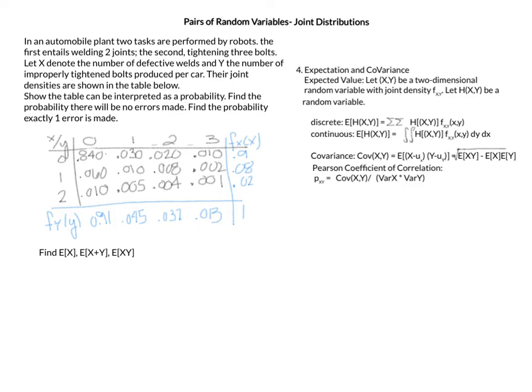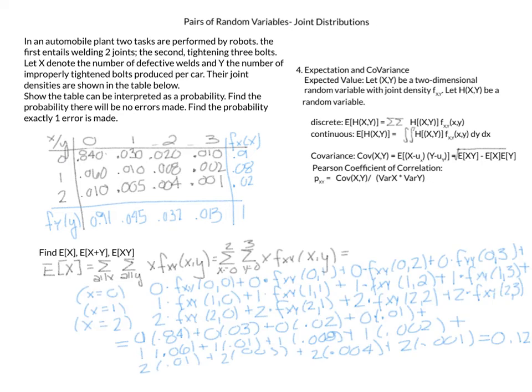So for our example, we're going to go back to the robots that are welding joints and tightening bolts. For the expected value of x, I'm going to look at all values of x and y. My function here is just x, times my probability. All x is from 0 to 2, all y is 0 to 3, and the expected value is the function, that's just x, times f of x, y. I'm going to start with x equals 0 as the outer loop and then vary y from 0 to 3: 0 times f of 0, 0, 0 times f of 0, 1, 0 times f of 0, 2, plus 0 times f of 0, 3.